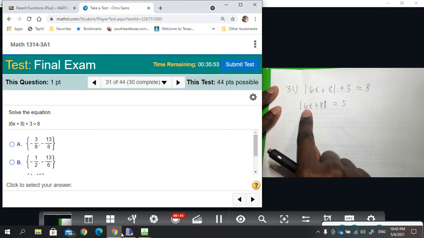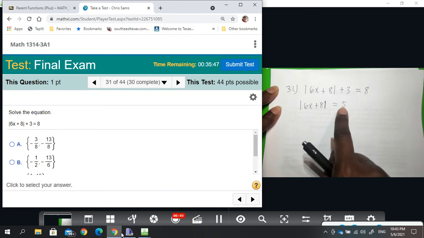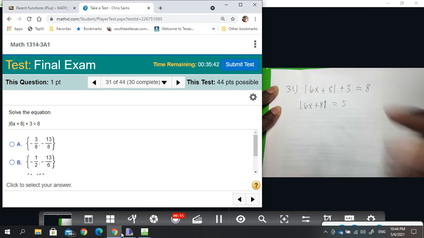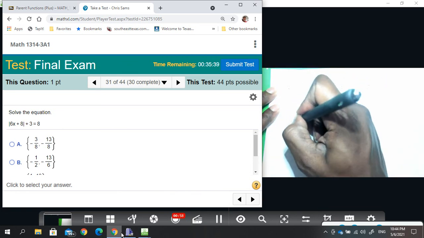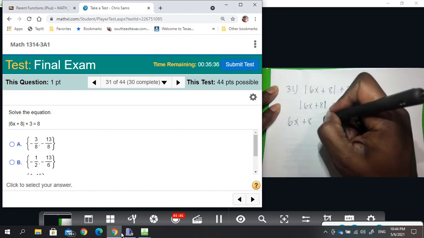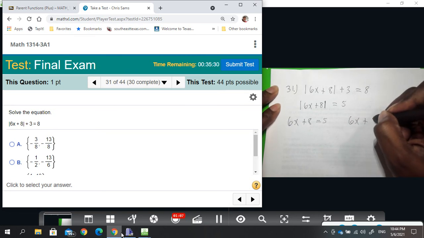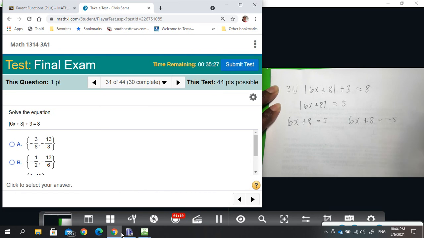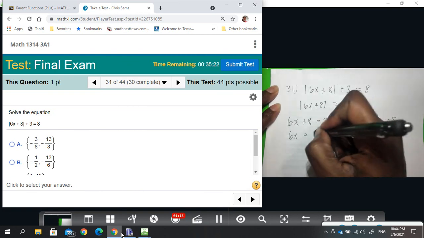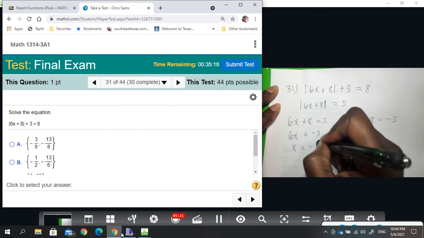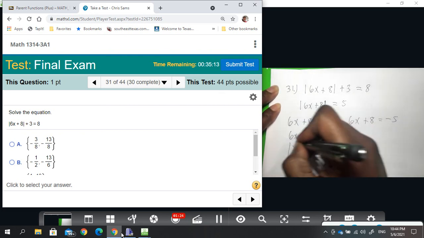Okay, so now absolute value says whatever the answer is, if it was negative, we made it positive, and if it was positive, it comes out positive. So you have to set this expression equal to the negative and positive answer. 6x plus 8 equals 5, that's the positive, and 6x plus 8 equals negative 5, and we're going to solve it twice. Subtract 8, 6x equals negative 3, divide by 6, x equals negative 1/2. So that's the answer for that side.